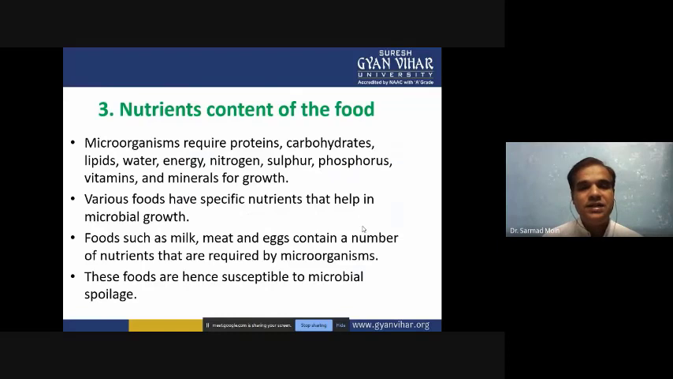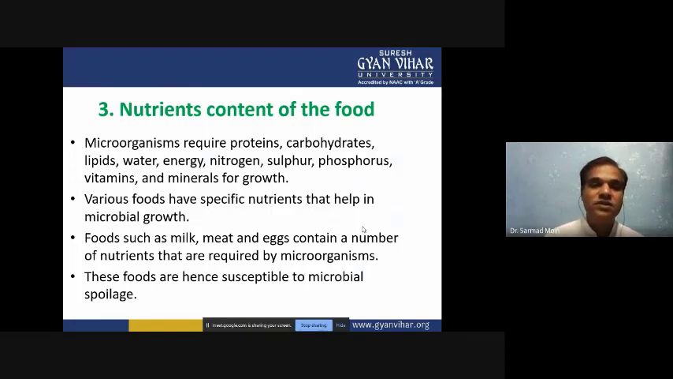Then the nutrient content of the food: how much protein, carbohydrate, lipid, water, energy, nitrogen, sulfur, phosphorus, vitamins, and minerals are present in the food material. If the food material is very rich but has no water content, microorganisms will not attack, because water is essential for enzyme activity and for the activity of microorganisms.